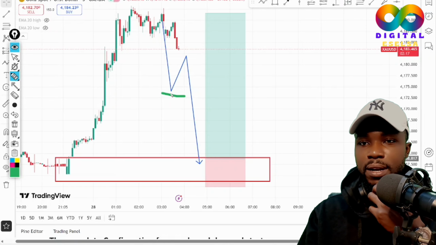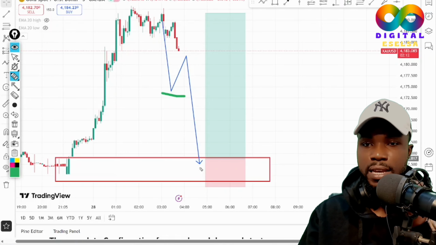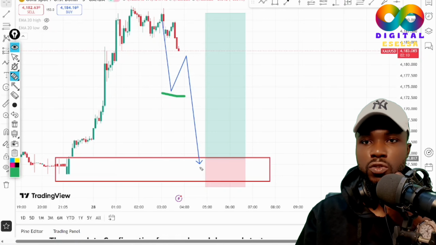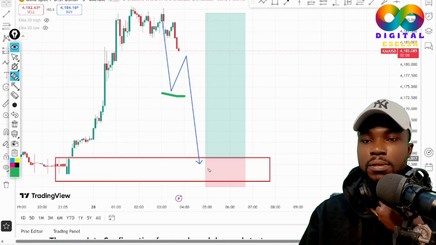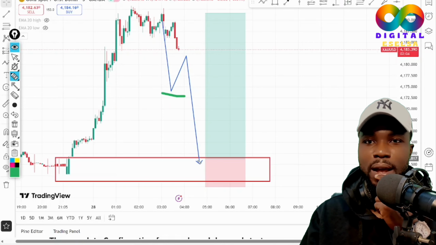So if the market sweeps liquidity like this before coming to our demand zone, it is one of the criteria for me to know that yes, this demand zone is a high probability demand zone, because I'm not going to be the liquidity. Liquidity has been swept before it came to my zone.